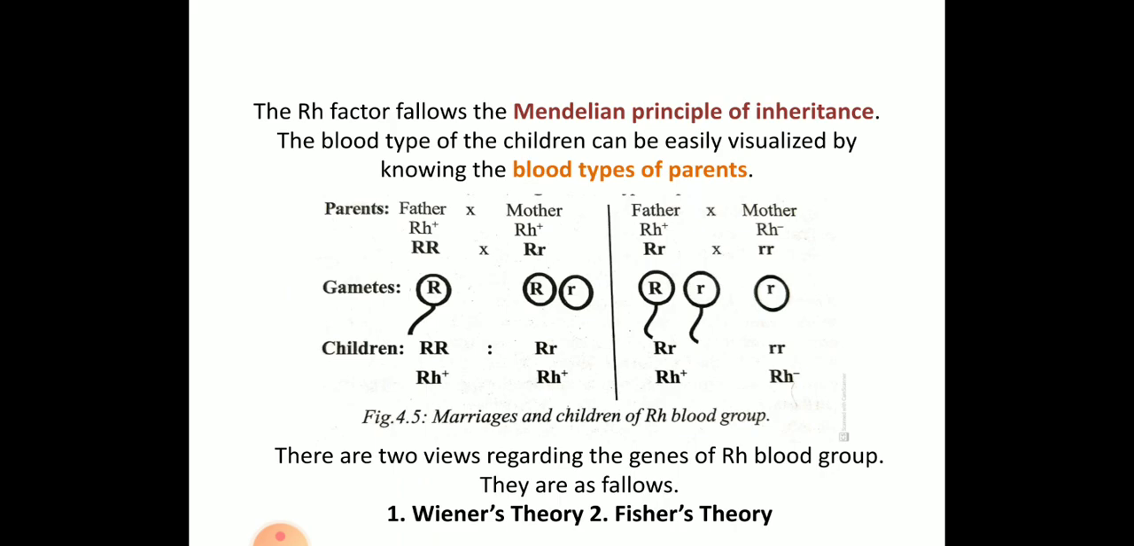So here it explains that the Rh factor follows the Mendelian principle of inheritance. The blood type of the children can be easily visualized by knowing the blood group of the parents. So we can make out the blood group of the baby by knowing the blood group of the parents. There are two different theories which explain why the blood group of the parents will be reflected in the blood group of babies. Just know the theory names, Wiener theory and Fischer theory. No need to go into detail.